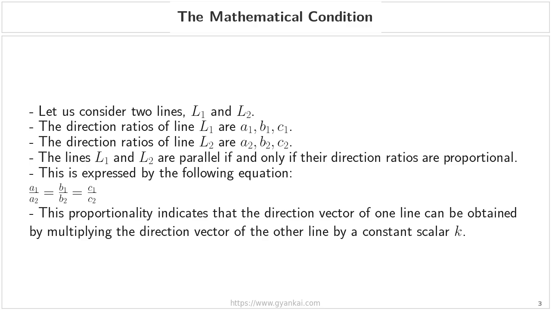If you look closely at this equation, you'll see the logic behind it. This proportionality indicates that the direction vector of one line can be obtained simply by multiplying the direction vector of the other line by a constant scalar, which we usually call k. In other words, one vector is just a scaled version of the other. This brings us perfectly to a real-world example of how engineers use this exact principle in construction.